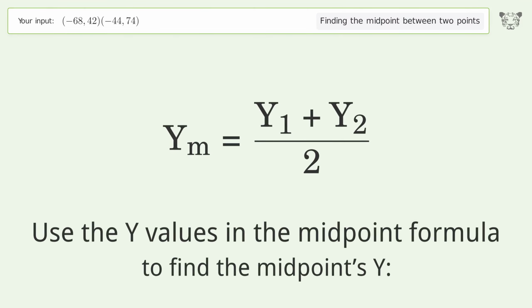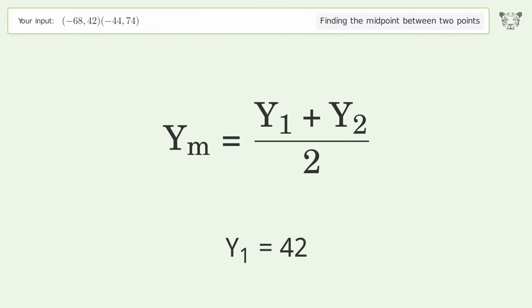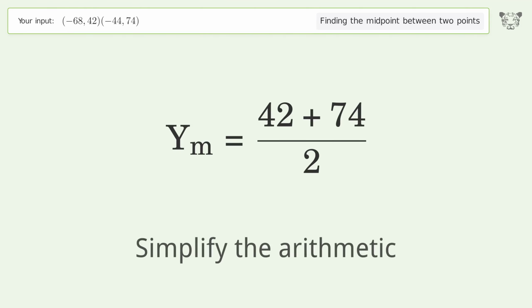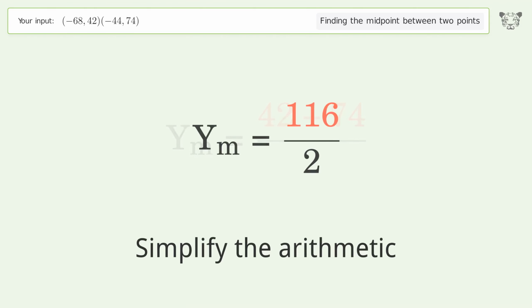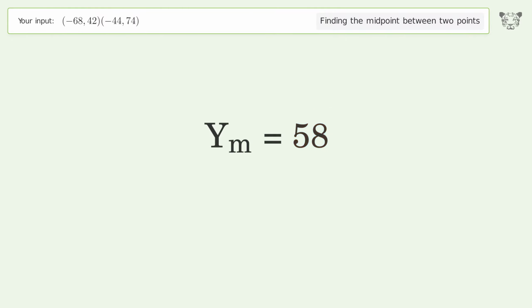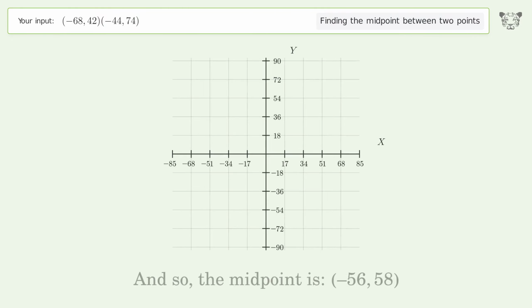Use the y values in the midpoint formula to find the midpoint's y. y1 equals 42. y2 equals 74. Simplify the arithmetic. And so, the midpoint is negative 56, 58.